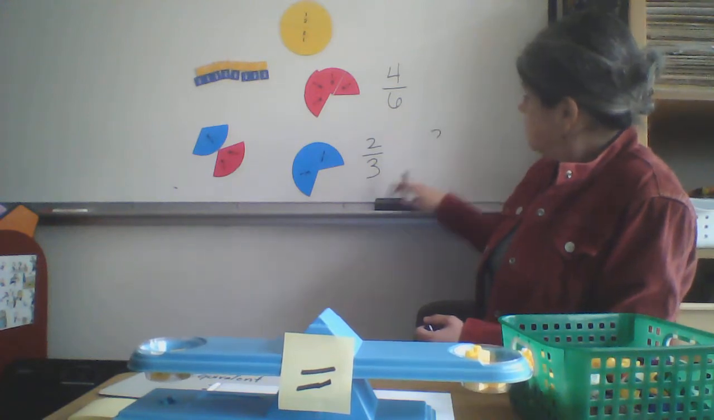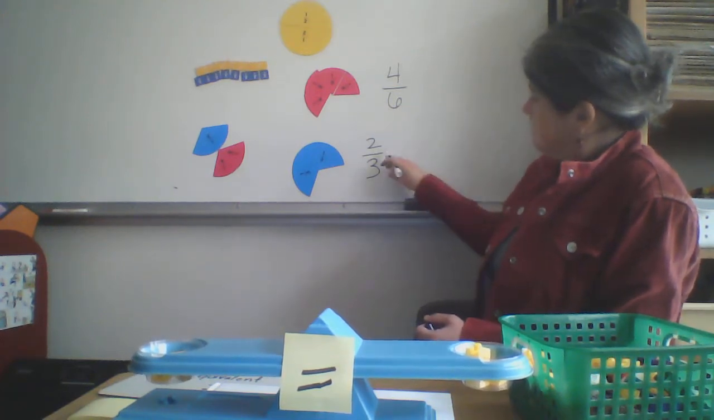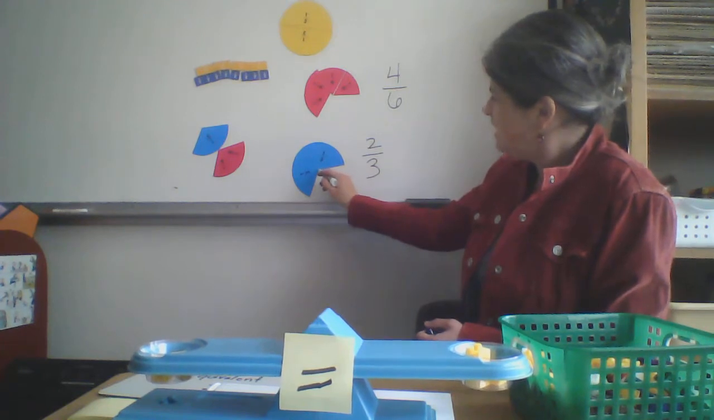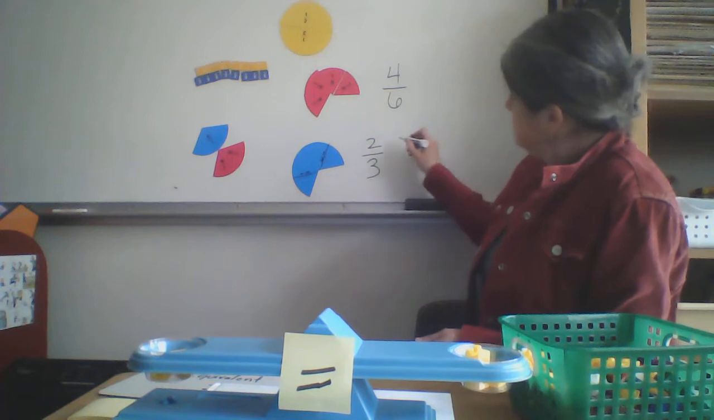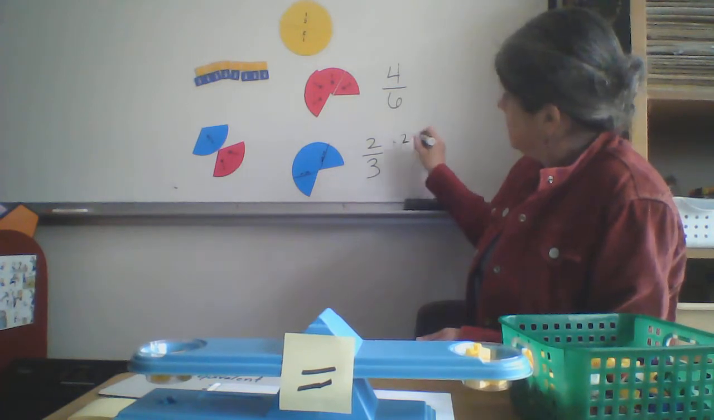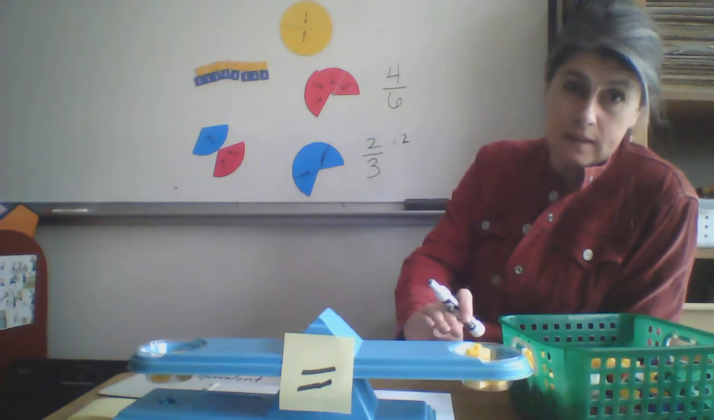I started with 2/3 and I cut these pieces into twice as many pieces. And if I do that to my numerator, I need to do it to my denominator to be equal. To do one thing to one side, I also do to the other.